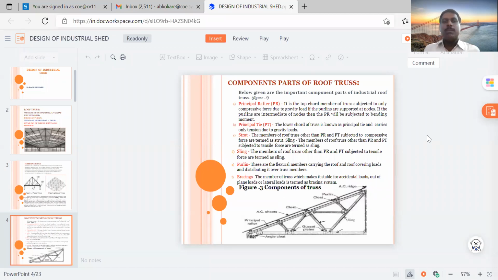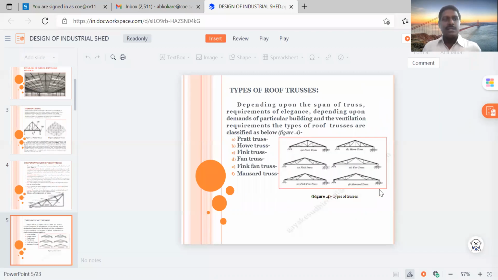So these are the component parts of the roof truss. Now see the various types of roof truss. Depending upon the span of truss, we have to provide for the industrial shed.